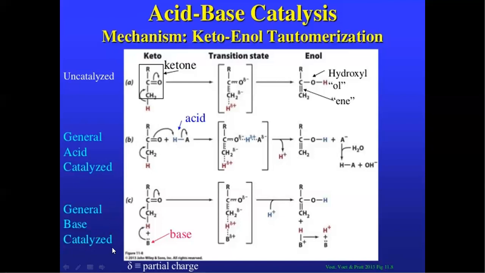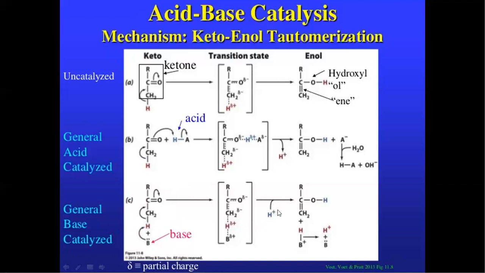The second catalysis process is called the base catalysis process. Here the base is present at the active site of the enzyme, and the base will accept the H+ ions from the substrate. After H+ is accepted from the substrate, destabilization will occur, and the oxygen will get a minus charge.